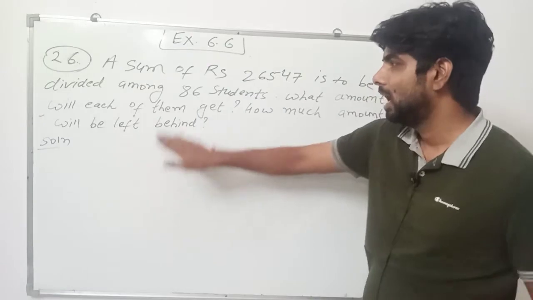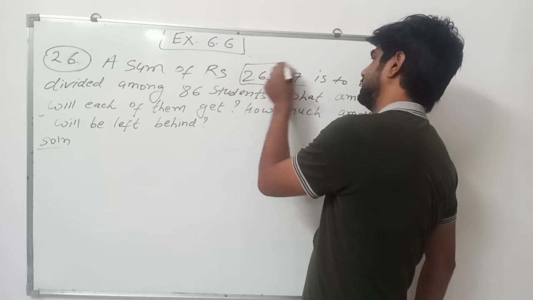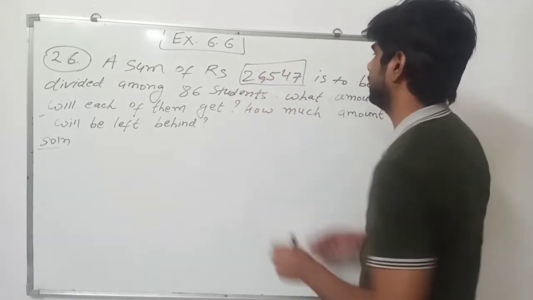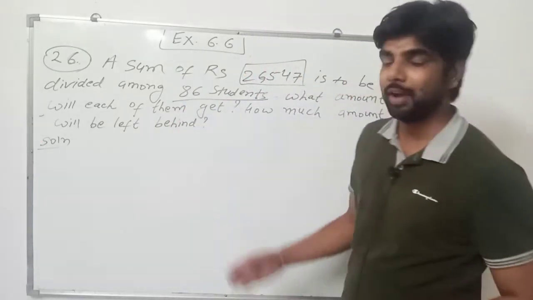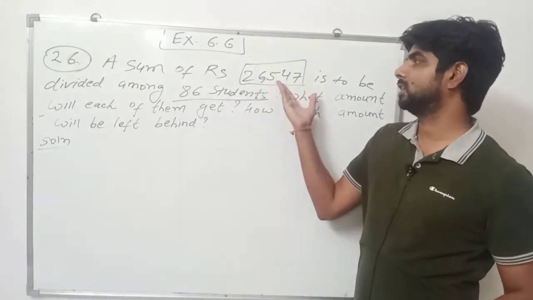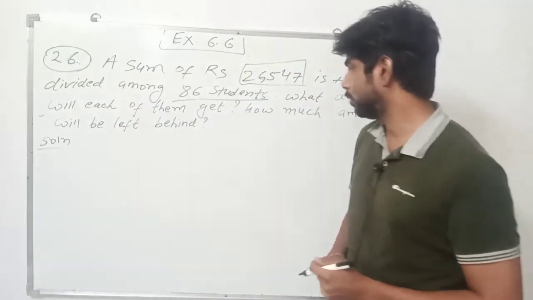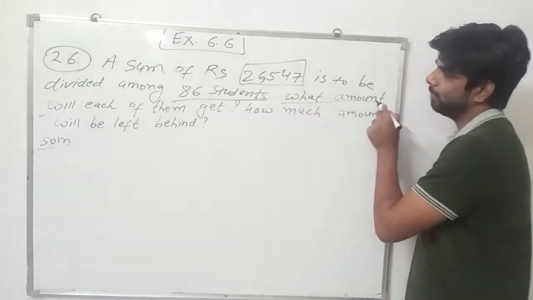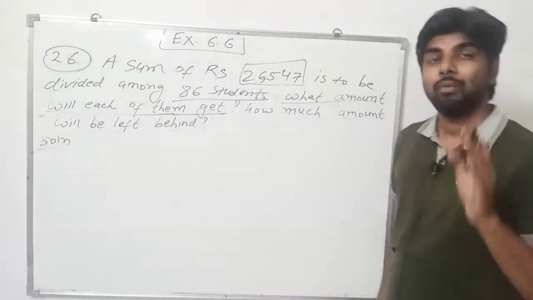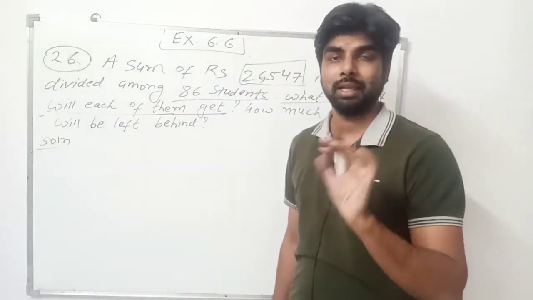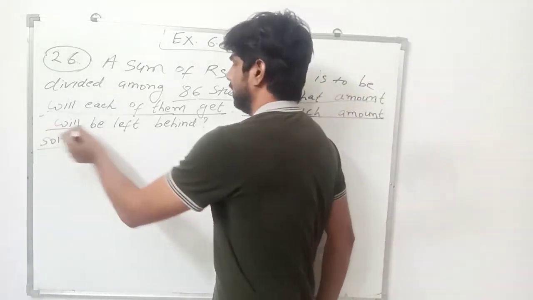What it says: a sum of rupees 26,547 is to be divided among 86 students. We have some money, that is 26,547, and we have to divide that money among 86 students equally. So what amount will each of them get? We have to find out what amount each student will get, and also how much amount will be left behind.